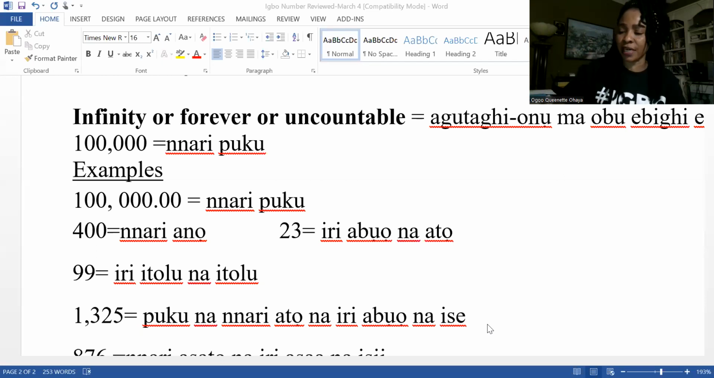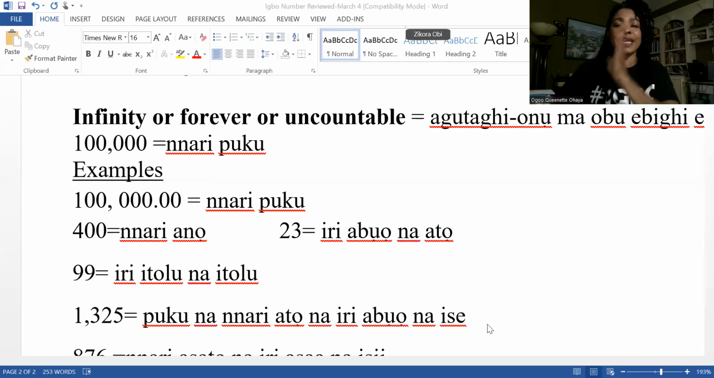385. So what is 300, Chisom? Nari abo is 200. What is 300? No, abo is 2. 3 is ato. So now you have to say nari ato. So it's 385. Now I want you to complete it. Narị atọ. What is 85? Iri asatọ na ise. So you're supposed to say nariato na iri asato na ise.